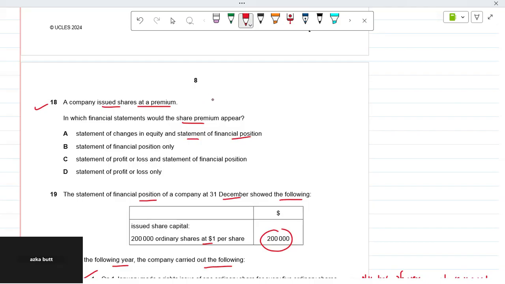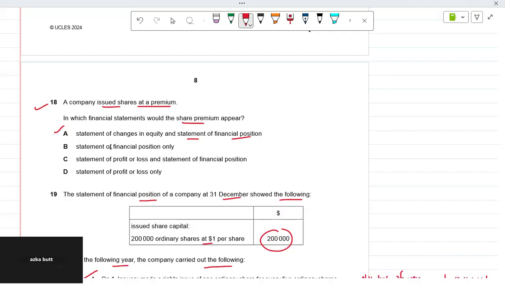And how do we treat the share premium account? This is a reserve account in the equity section of the company's financial statements. It appears in the statement of financial position, which means the balance sheet. The share premium is shown under the equity section, typically as a separate line item within the reserves. It also shows in the statement of changes in equity as well. This statement shows the movements in equity during the period, including changes in the share premium account. So A seems to be the right option, but let's see the other ones.